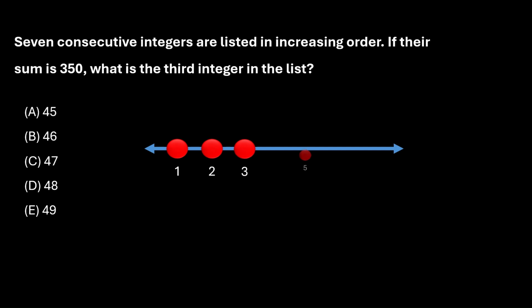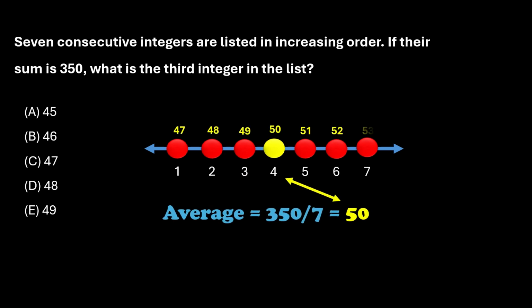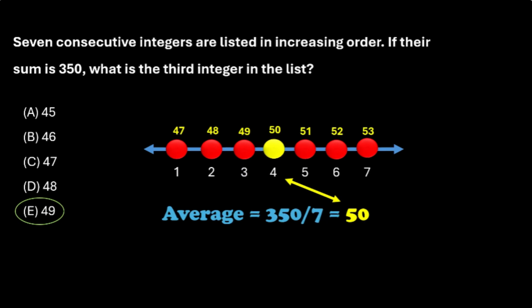In a set of 7 consecutive integers, the center always holds the answer. Because the count is odd, the average is the middle number. 350 divided by 7 is 50. That's the fourth number. Since the center is 50, the third number must be 49.